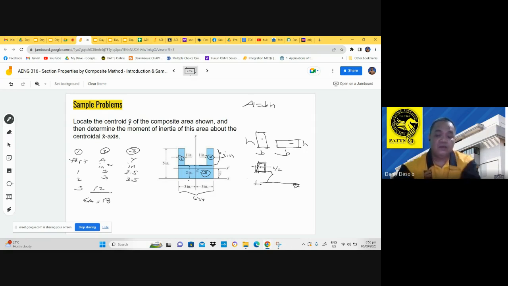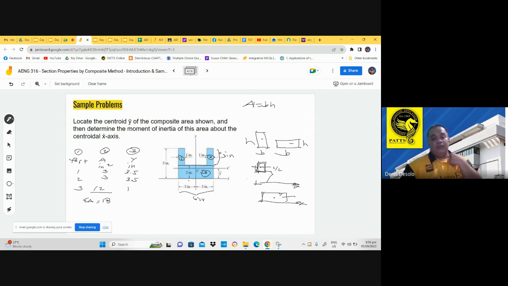Now for the third part, the bottom part, it is already above the x-axis, so we do not need to add anything. We basically divide the height by 2, and that's the centroid. So 2 inches divided by 2 will give us 1.